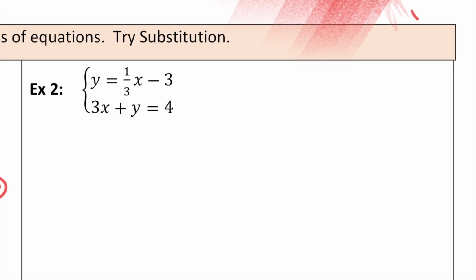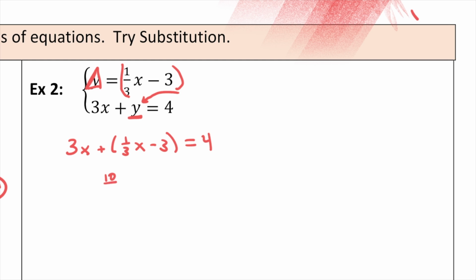For example 2, we have y that has been isolated. The y value in the second equation has not been isolated, but we're going to take the 1/3 x minus 3 and substitute it in for the y in the second equation. So 3x plus the quantity 1/3 x minus 3 is equal to 4. That's why this is called substitution. Simplify. We will get 10/3 x minus 3 equals 4. 10/3 x is going to be equal to 7, or x equals 21 over 10.